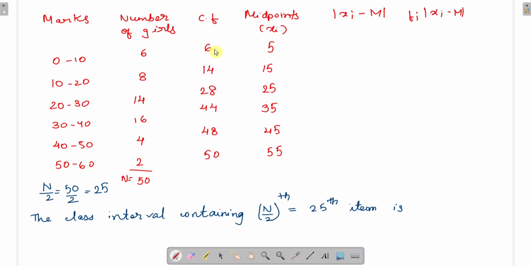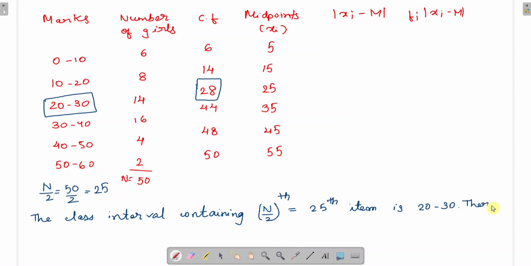So we have to look at the cumulative frequency. You can see that 25 is between 14 and 28. So we have to select the greater of 14 and 28, that is 28, right? So the class corresponding to this cumulative frequency will be the median class here. So the class interval containing the 25th item is 20 to 30.